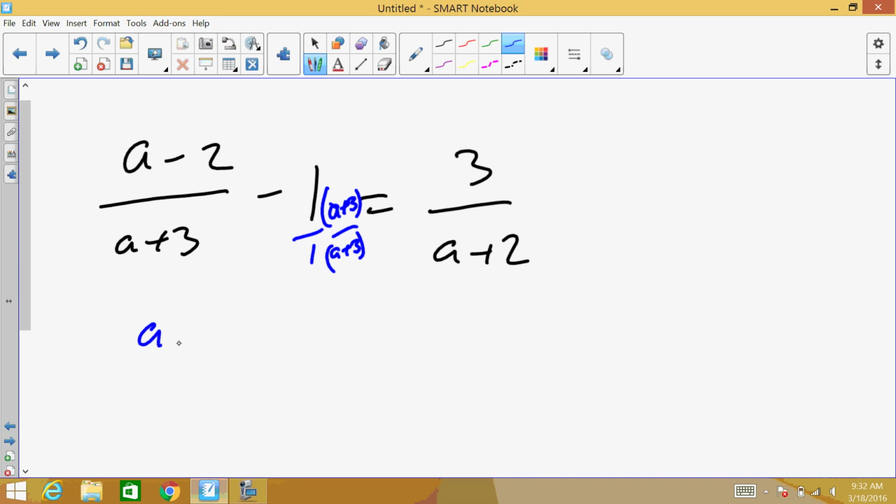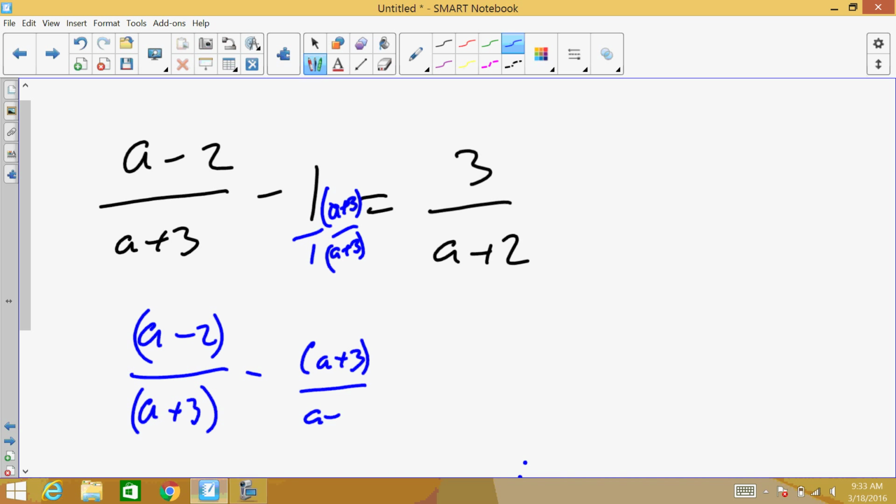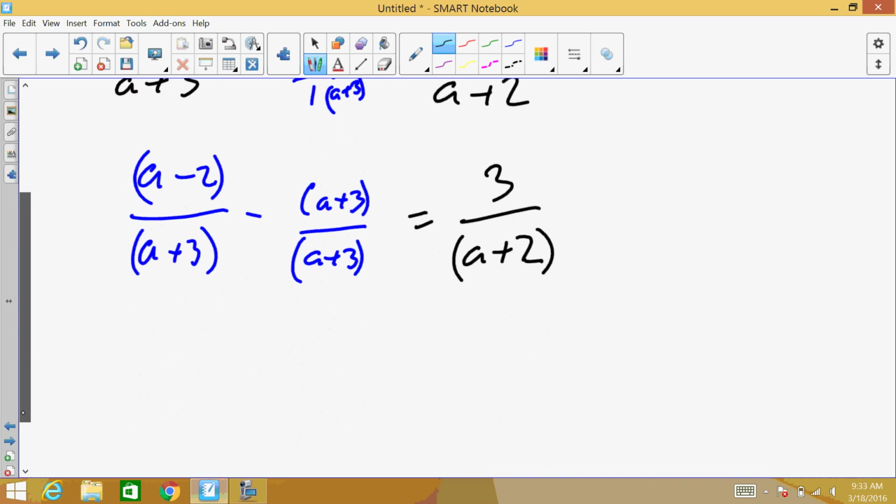So now I've got (a minus 2) over (a plus 3), and I'm putting those in parentheses so that it'll save me some headaches later, minus (a plus 3) over (a plus 3). I'm going to bring along that right side. I haven't done anything with that right side yet because it was already one fraction, but I'm going to bring it along so I don't forget about it. Anytime I've got an equation, I should keep it balanced, and I am going to put parentheses around the a plus 2 for right now.